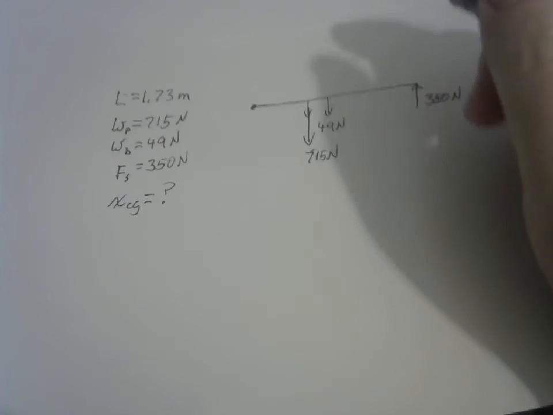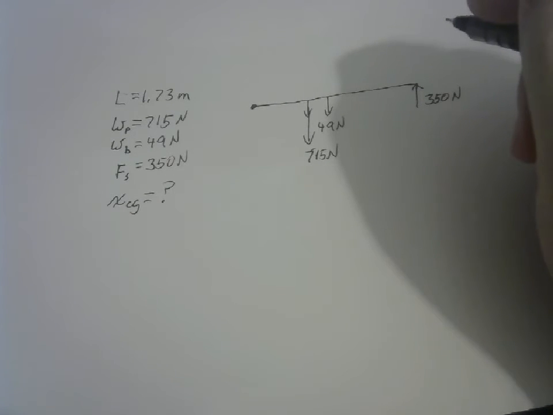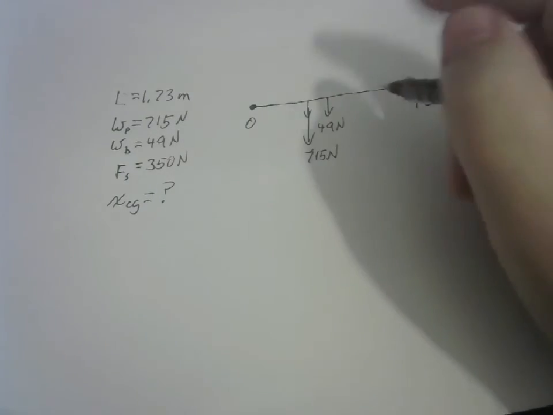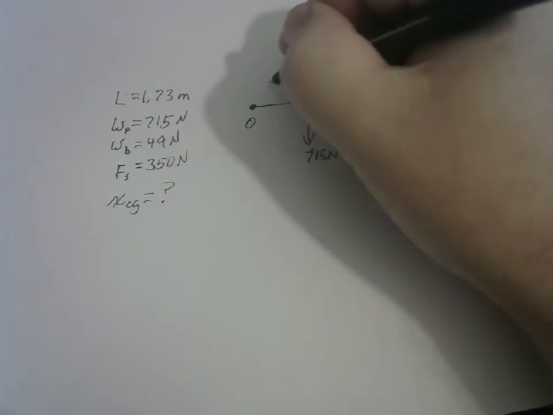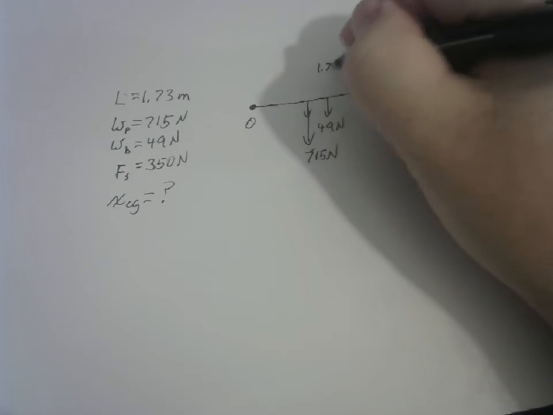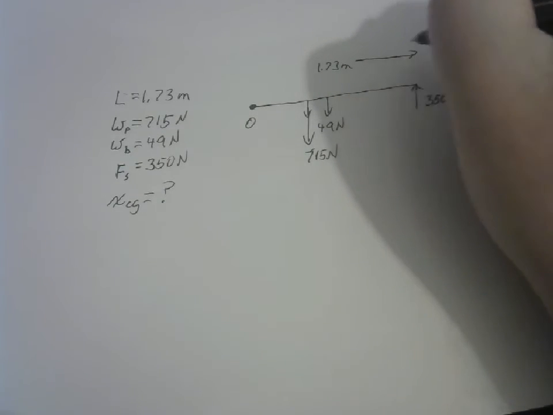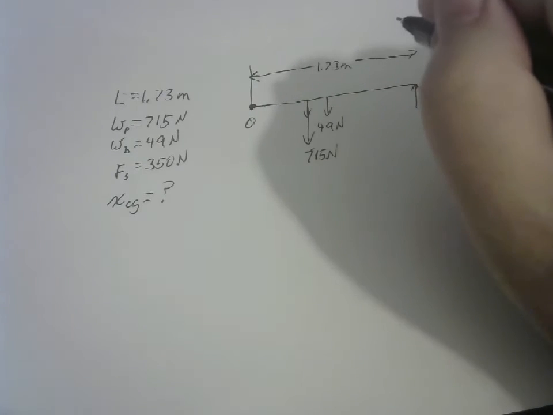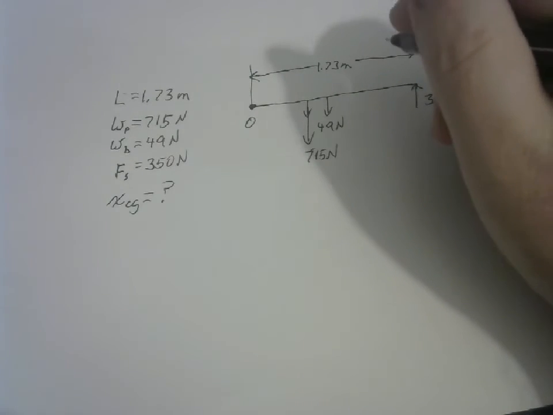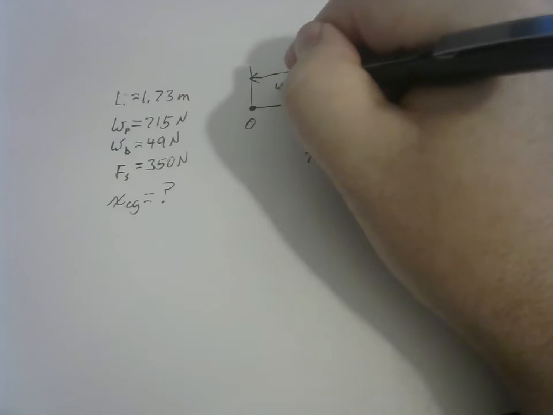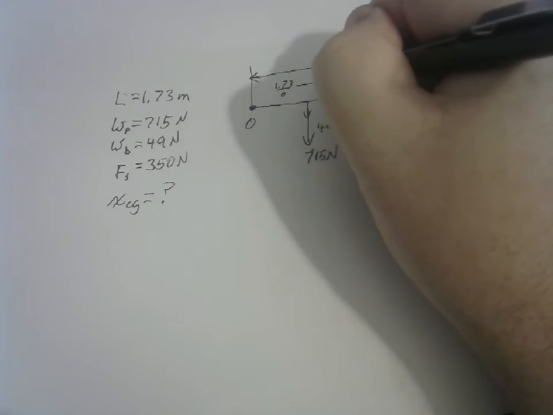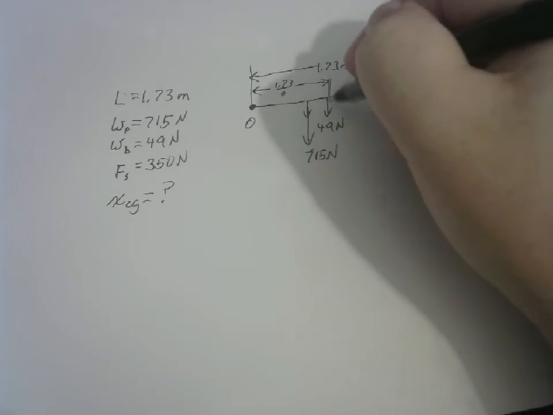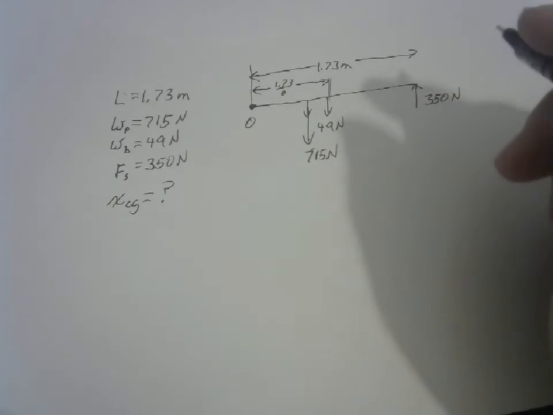Okay, so if we use this as our zero, then this whole distance is 1.73 meters. And we're supposed to assume that the board is exactly the same height as the person. So this will be 1.73 over 2, where the mass of the board is, since we're assuming the board has a uniform mass.